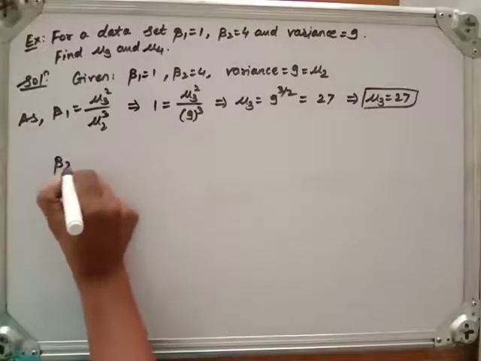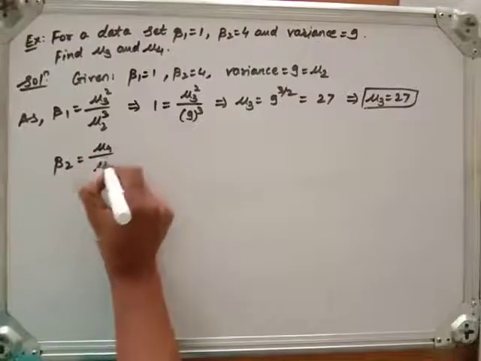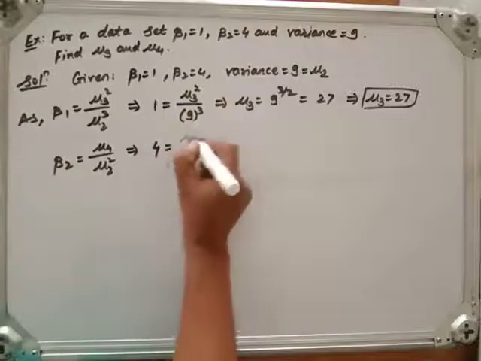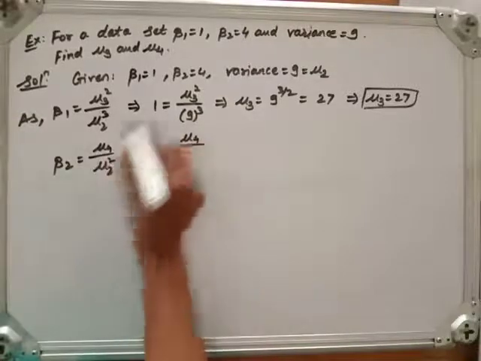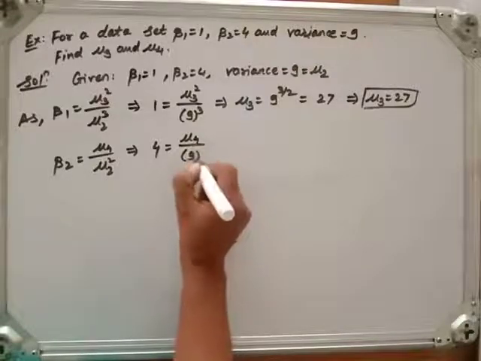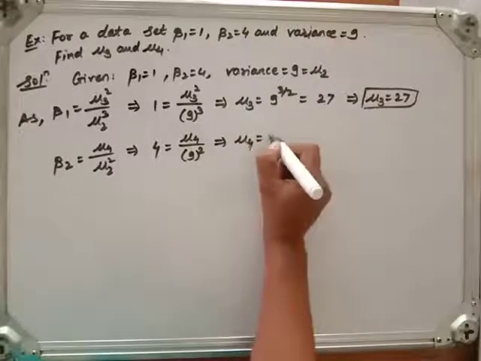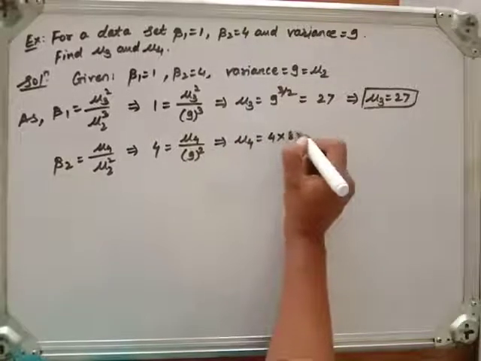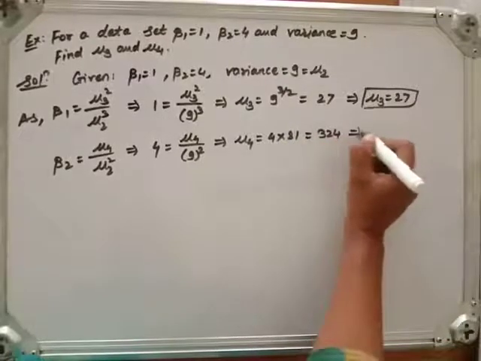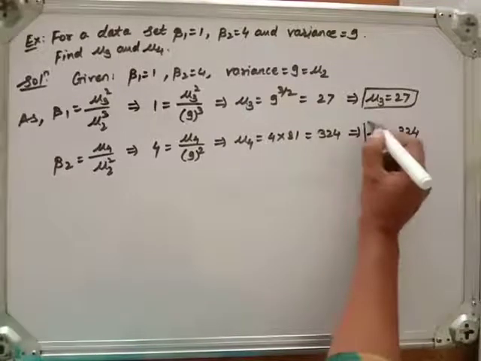Now again beta 2. Beta 2 is mu 4 upon mu 2 square. This gives 4 equal to mu 4 upon mu 2 square, so 9 square. That gives mu 4 is equal to 4 into 81, which is 324. Therefore mu 4 is equal to 324.